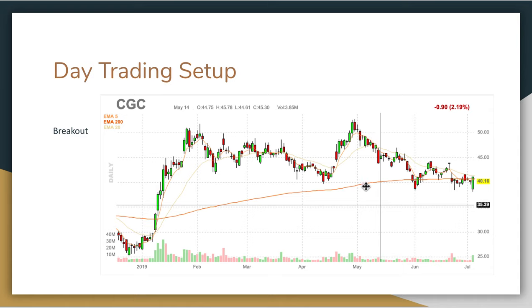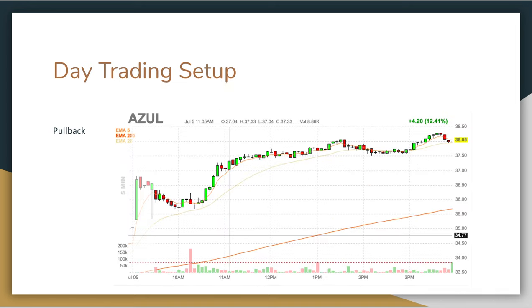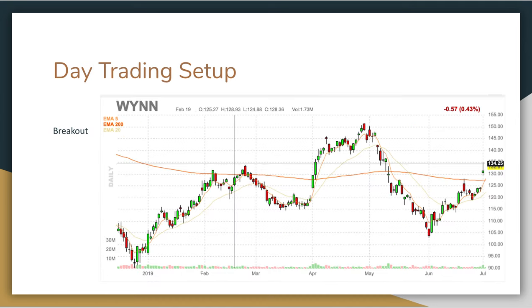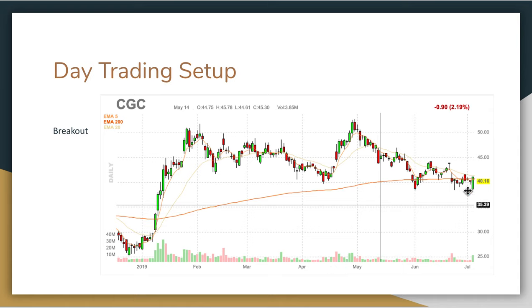Now, in terms of the next stock, we're looking at CGC, Canopy Growth. This is a stock which has actually gapped down, right? The previous 2 stocks that I showed you were gapping up. This is a gap up, AZUL. This is Wynn. This one actually gapped down, right? So it was at somewhere around here, and then it gapped down over here. So it's actually gapped down to support, right? A lot of times it tried to go down, but it gets bought up.